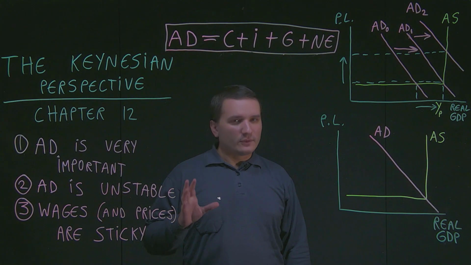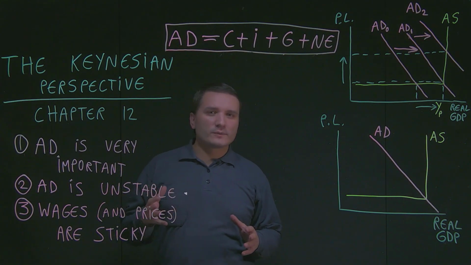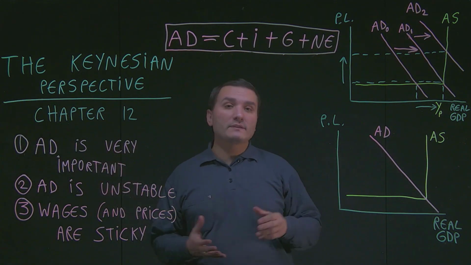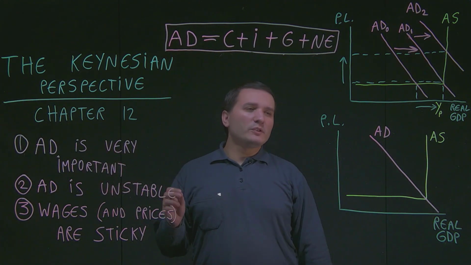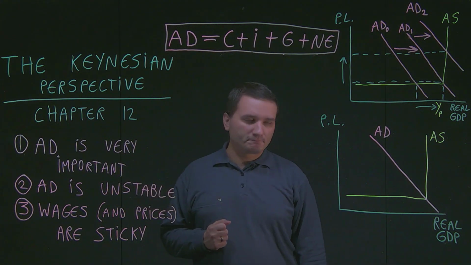In this second video, which is going to be shorter, I will just talk about a few final notes regarding the Keynesian perspective and its implications. And we will start with something called the Phillips curve, which the textbook also talks about.